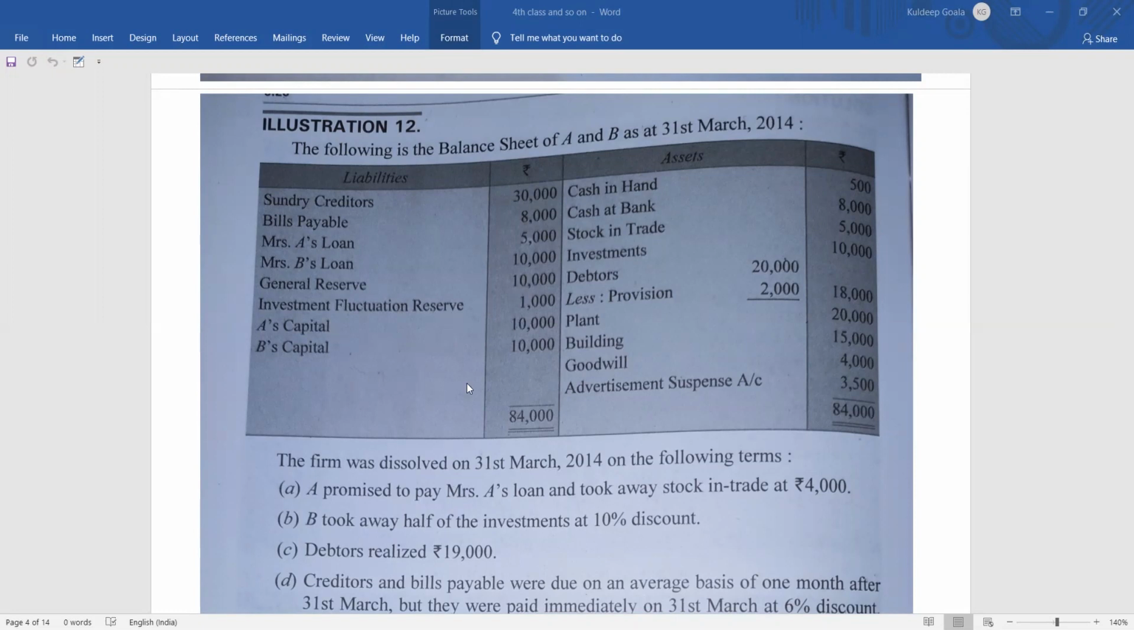So A's capital is there, B's capital is there. What are the things we can transfer from liabilities? It is sundry creditors, bills payable, Mrs. A's loan, Mrs. B's loan, and investment fluctuation reserve.